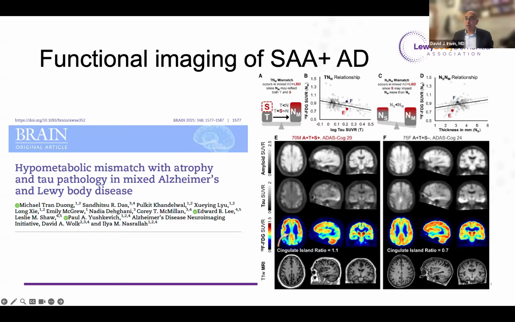This corresponded very well to the spinal fluid test for seeding amplification of alpha-synuclein. So now that we have some of these other biological tests for synuclein, we can start to look at what's the signature in imaging and other features that could tell us if Lewy bodies are present in the brain.